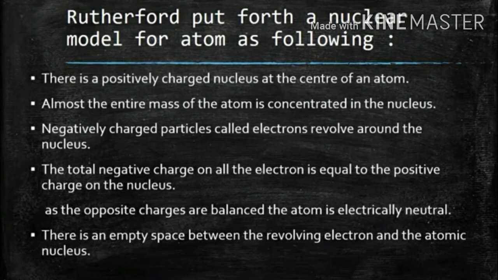Now, the postulates of Rutherford's theory. First one, there is a positively charged nucleus at the center of an atom. Second point, almost the entire mass of the atom is concentrated in the nucleus. Third point, negatively charged particles called electrons revolve around the nucleus. Fourth point, the total negative charge on all the electrons is equal to the positive charge on the nucleus.